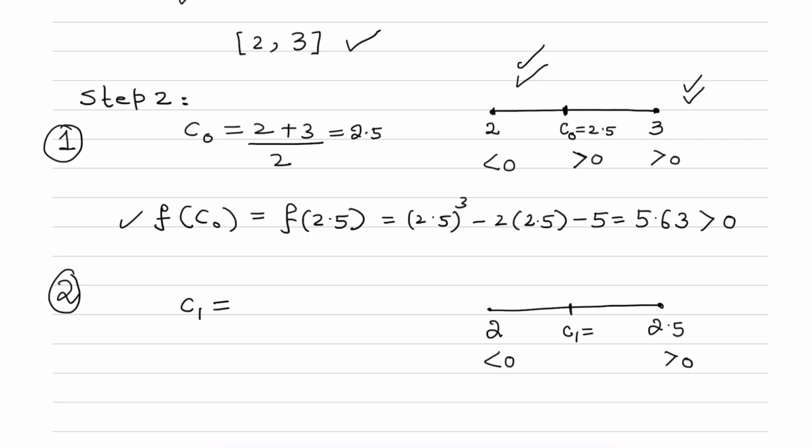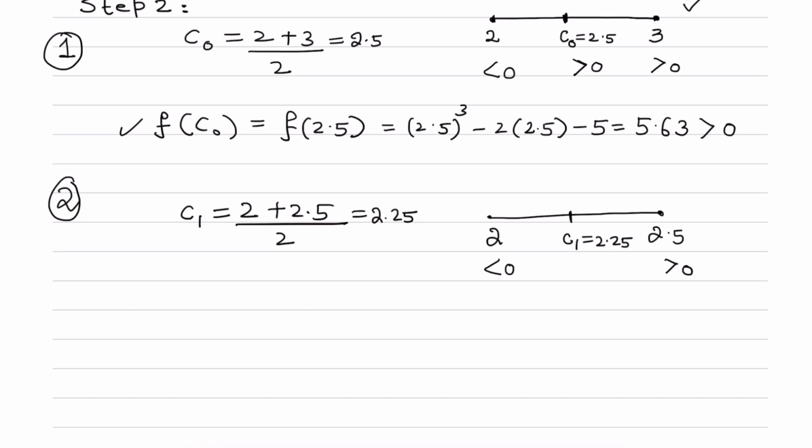C1 is again the average of two endpoints, which is 2 plus 2.5 divided by 2. When you use your calculator, you will see that this number is 2.25. Every time you halve the interval and you have the number, in this case C1, you will plug it in the function and find its value. So f of 2.25, when you use your calculator, you get 1.89.